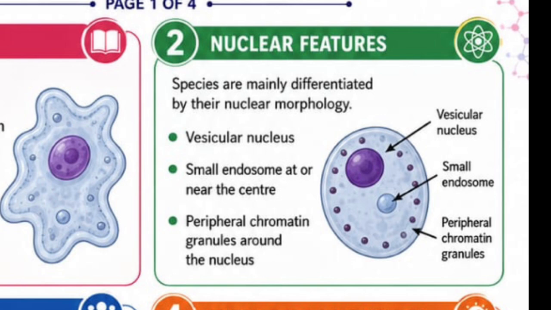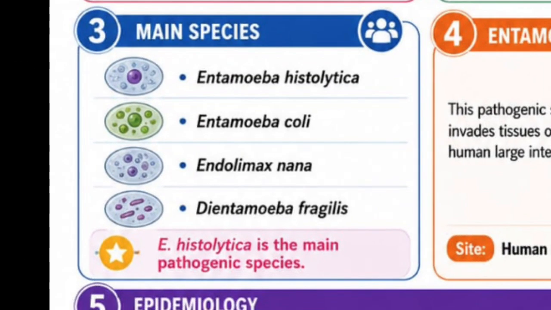So now, what are the species under Entamoeba? One, you have the Entamoeba histolytica, which is the main pathogenic parasite to humans. You have the Entamoeba coli, you have the Endolimax nana, and you have the Dientamoeba fragilis. Don't forget, the one that causes issues to humans is Entamoeba histolytica. But you still have Entamoeba coli, Endolimax nana, and Dientamoeba fragilis.